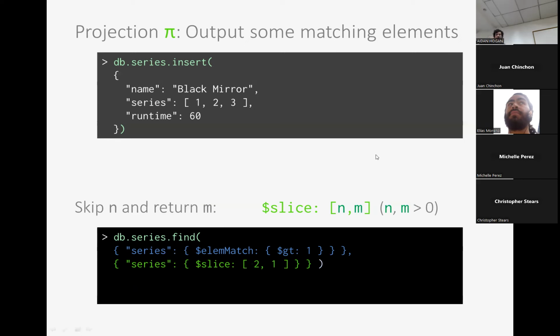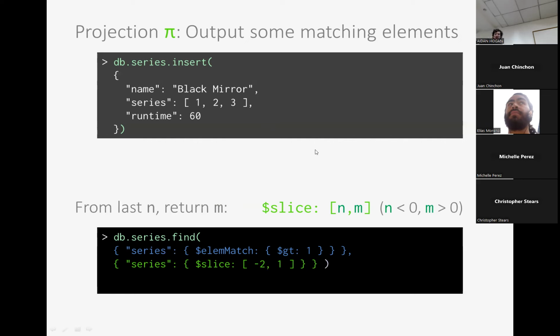We also have slice n, m. So we have slice 2, 1 here. What does it mean? It skips n and returns m. So we're going to skip 2 and return 1. So we'll return, in this case, 3. We skip 1, 2, and then we read 1, which will be 3.